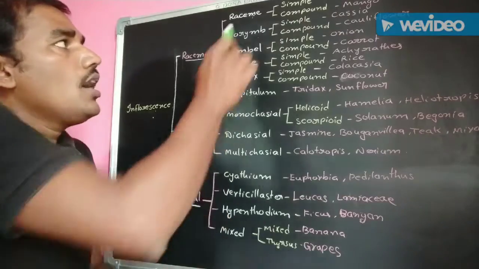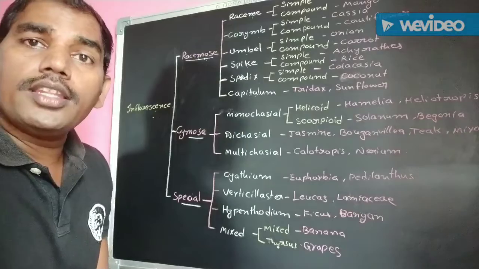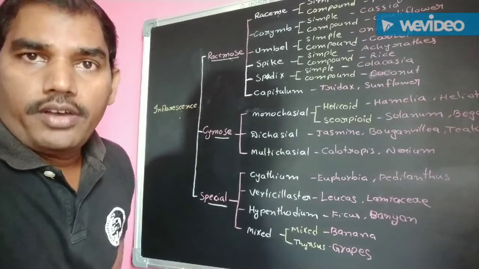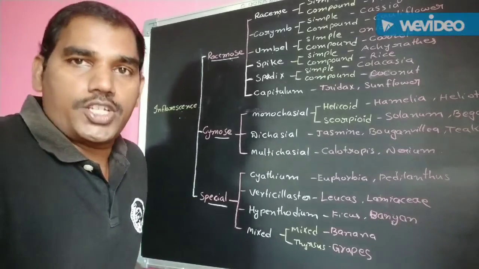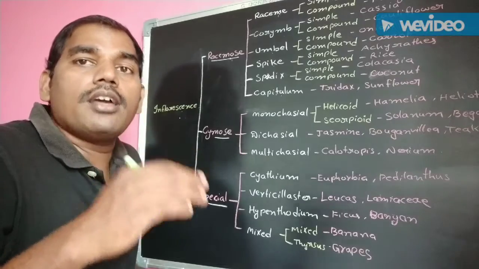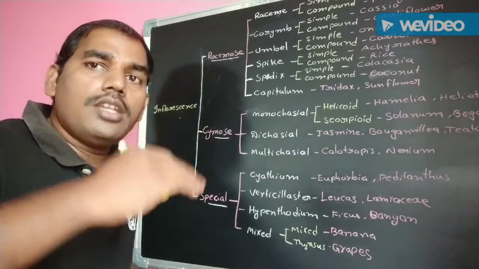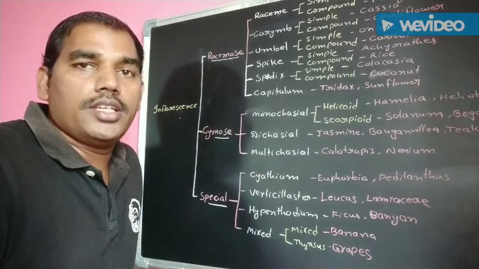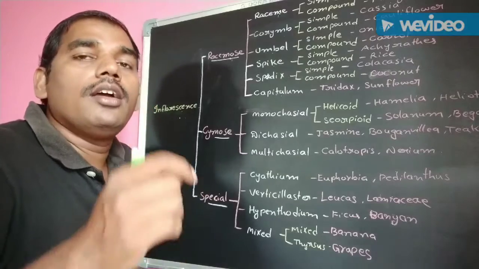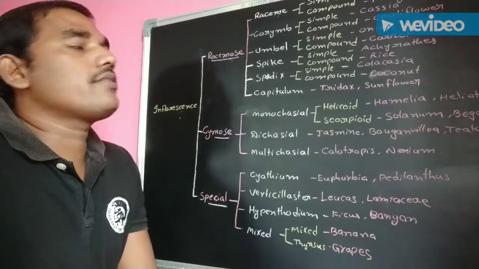And in this raceme inflorescence, the peduncle is indefinitely growing, and this peduncle bears pedicellate flowers arranged in acropetal succession. Acropetal means nothing but the bottom region of the peduncle consists of the oldest or blooming flowers, and gradually toward the upper region, buds or initially forming flowers are present.